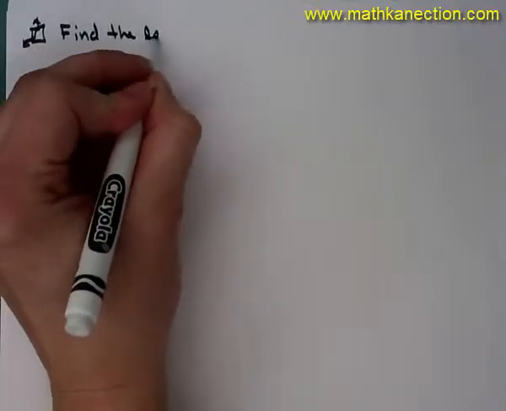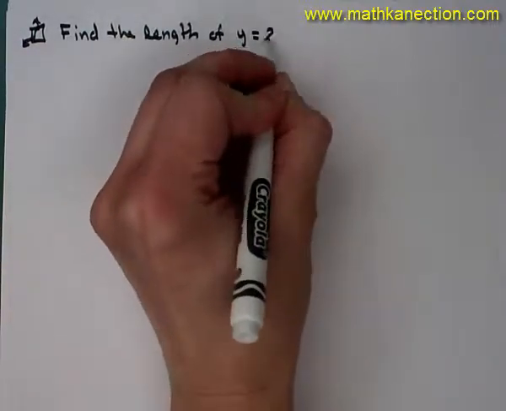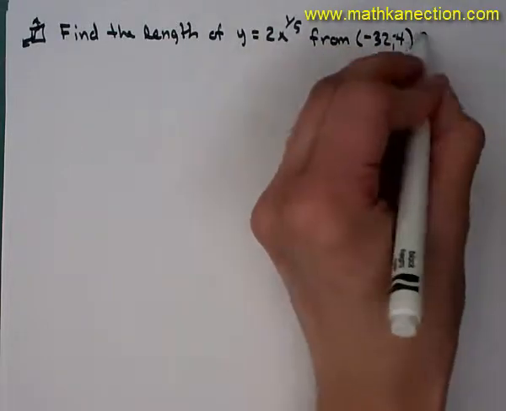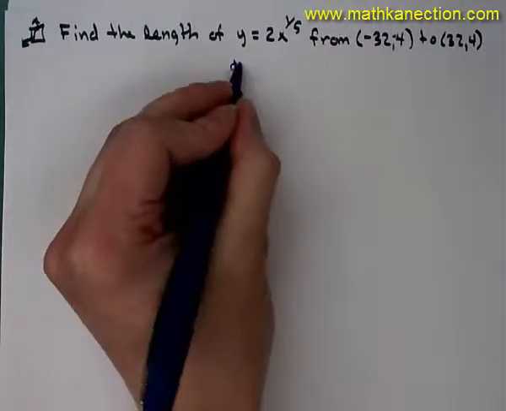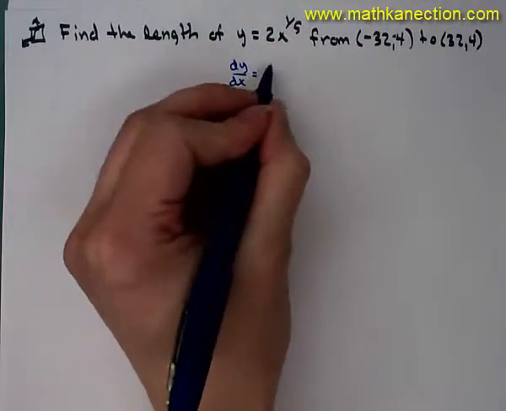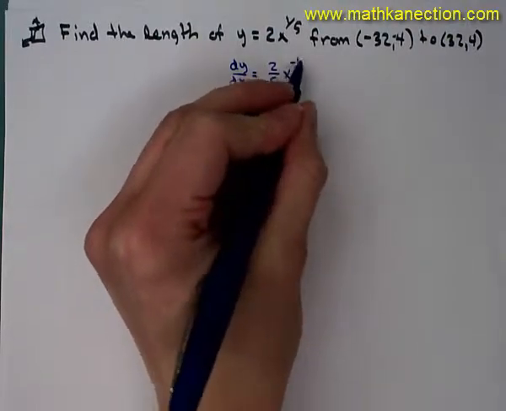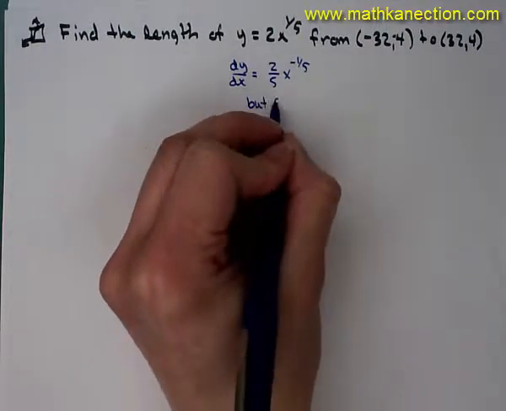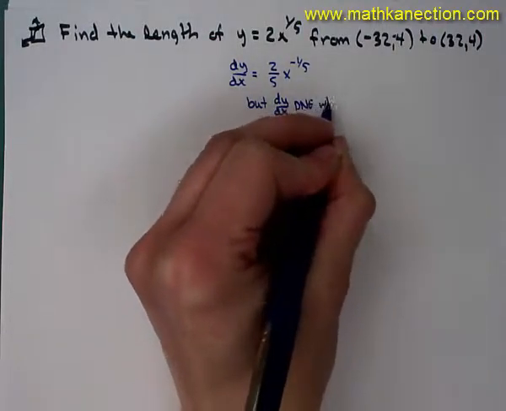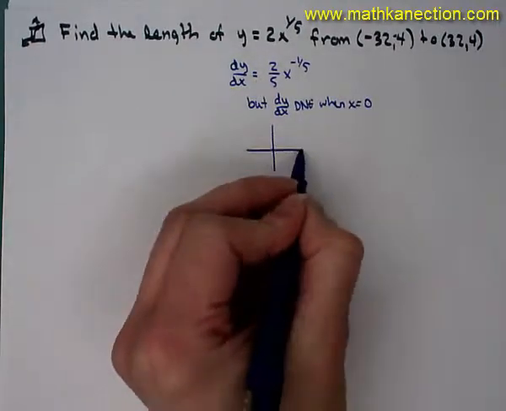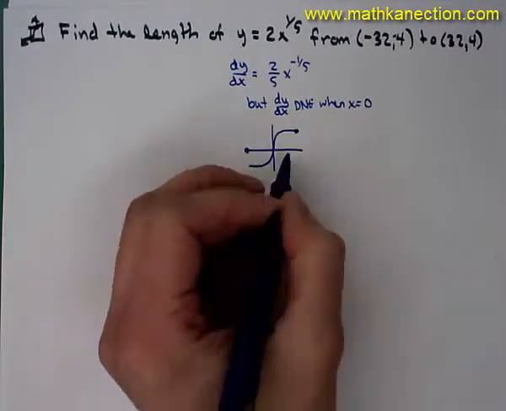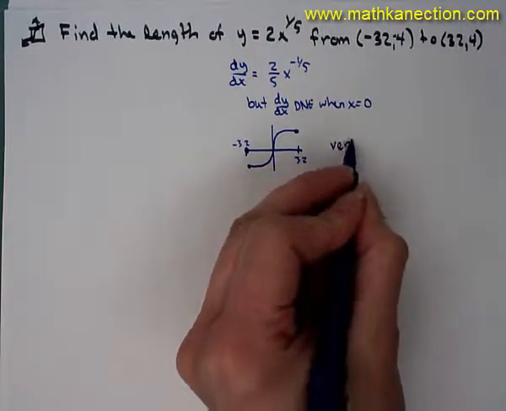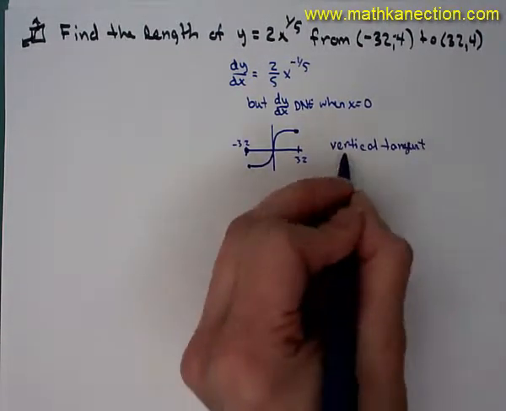The next example, we're going to find the length of the curve y is equal to x to the 1/5 from the points (-32, -4) to (32, 4). So taking the derivative, we get 2/5 x to the negative 1/5. But notice that the derivative does not exist when x is equal to 0. X is equal to 0 is on our interval from negative 32 to 32. So if we look at a sketch of the curve from negative 32 to 32, we can see that we have a vertical tangent line at x is equal to 0.